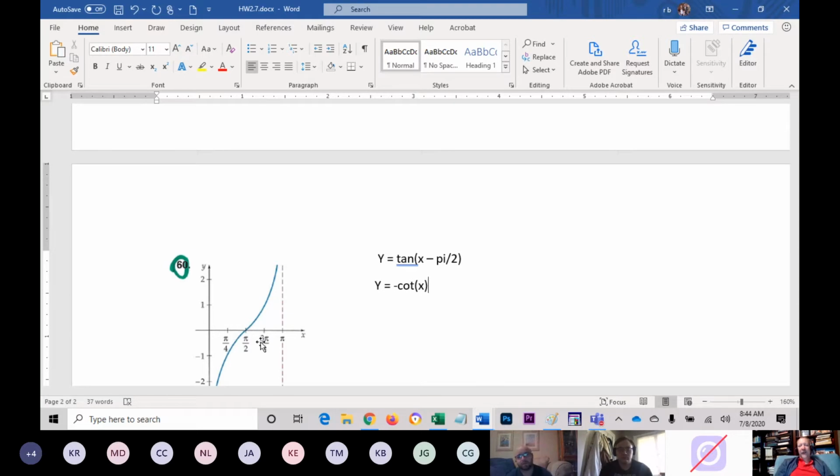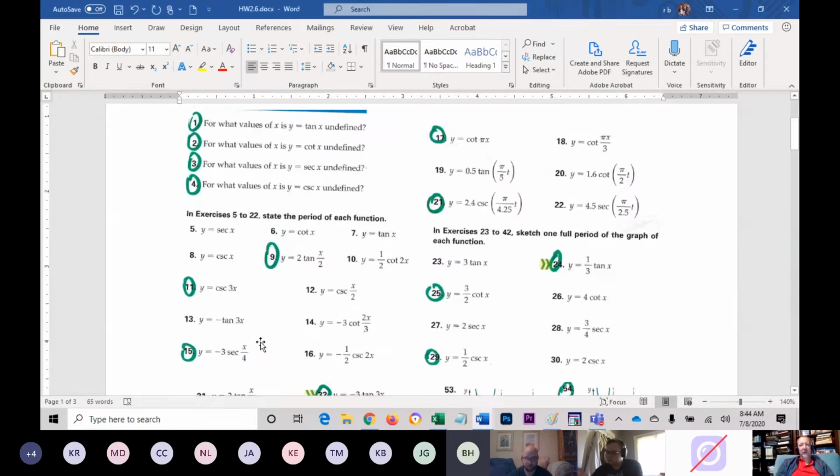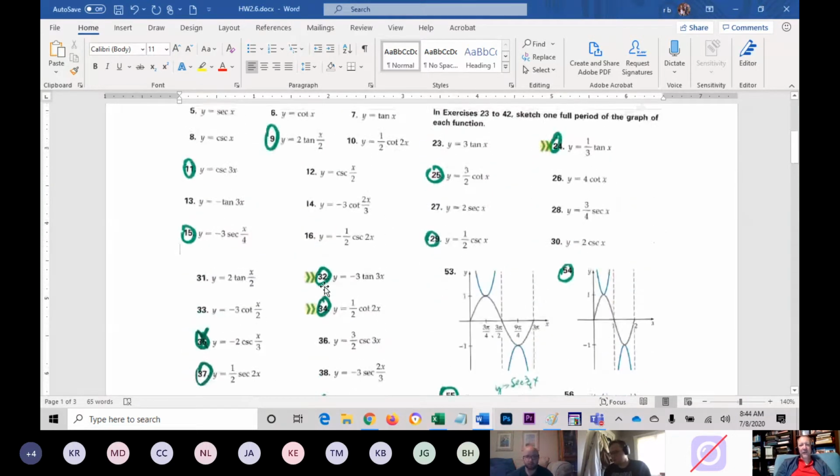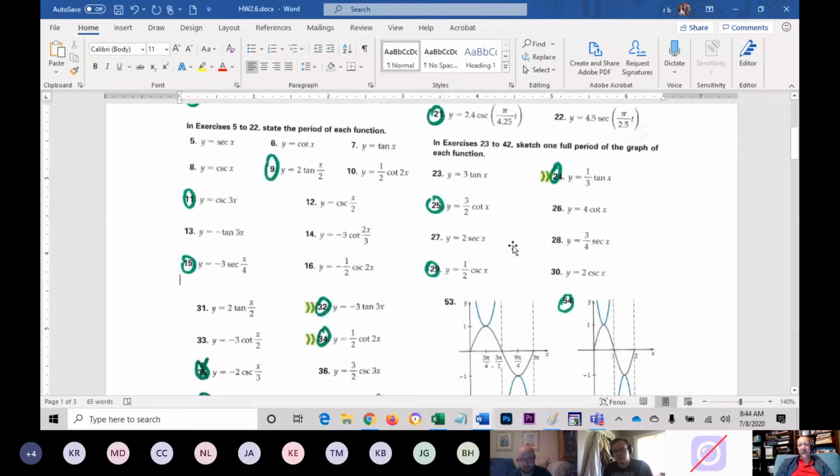All right, what else you got? Could we do question 24 on 2.6? It's another tangent graph. You guys are all into the last two sections. Remember, there are going to be other things on the test. 24, yeah. Y equals 1/3 the tangent of x.